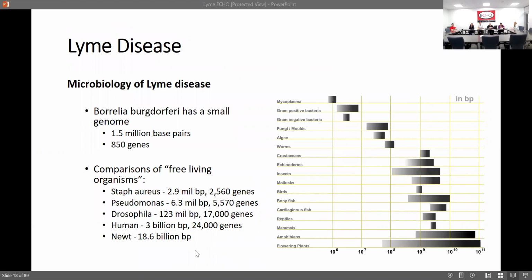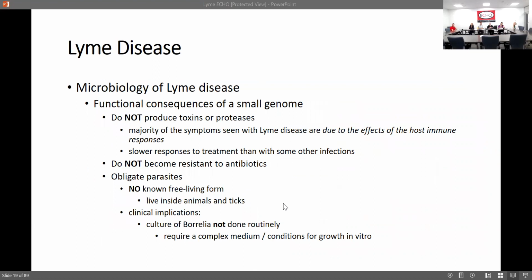So, your genetic complement doesn't really represent anything other than how many genes you have. But why I bring this up and share this with you guys is that there are clinical consequences of this being a really simple microbe. First and foremost, this bug doesn't do much. It doesn't produce any toxins.